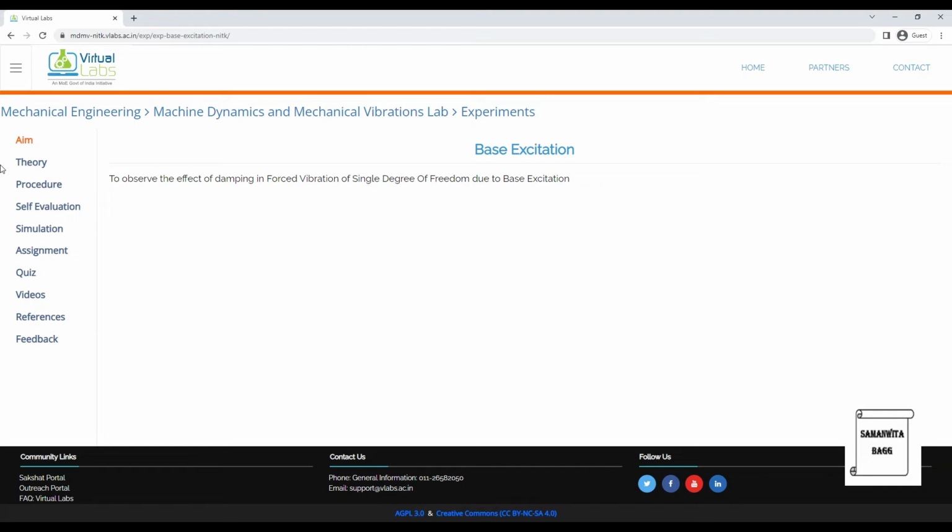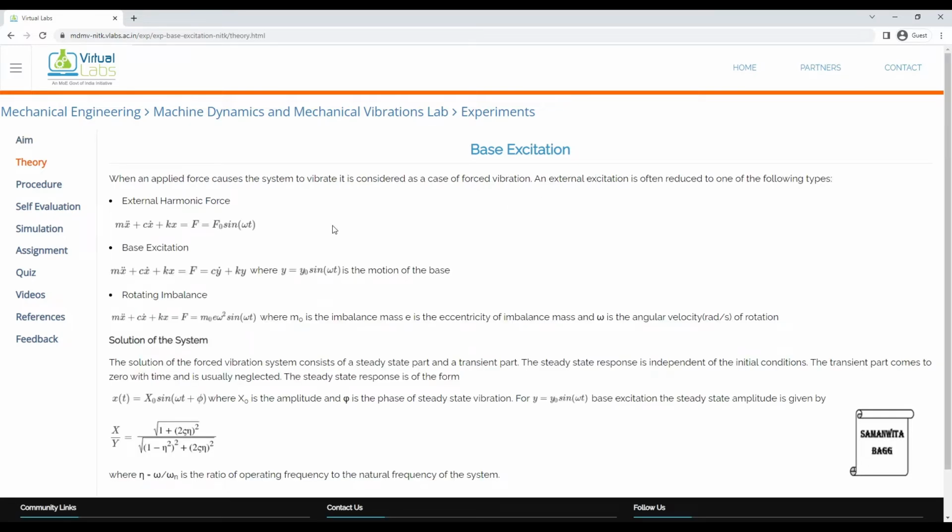Let's start with the experiment. The aim of the experiment is to observe the effect of damping in forced vibration of a single degree of freedom system due to base excitation. Let's see the theory part of this experiment.